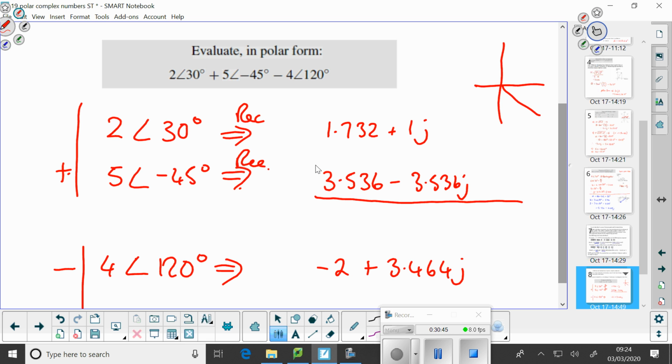Who said, hang on. What does that come out as? Leave the minus out of there. What do you get? Yeah, you do. Look, 120 degrees is in that quadrant. Negative real part, positive J part. Minus 2 plus 3.464J. Yeah, that's what you got. Now we've got to add these two together. From last week, how do we add two rectangular complex numbers together?